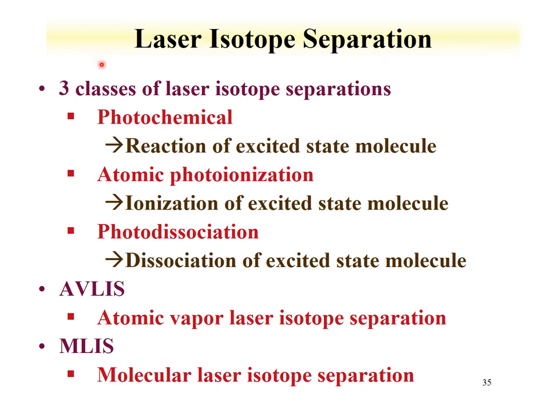There are three classes of laser isotope separation: photochemical, atomic photoionization, and photodissociation. The photochemical is a reaction of an excited state of the molecule, so that the isotope that's preferentially excited will have a different excited state that can be reacted. With atomic photoionization, the isotope that's targeted will be ionized, so then it can be separated. Or it can undergo photodissociation, where instead of being uranium hexafluoride, it can be transformed to uranium pentafluoride. There are two examples, AVLIS, which is atomic vapor laser isotope separation, and MLIS, molecular laser isotope separation. And we'll explore these methods.